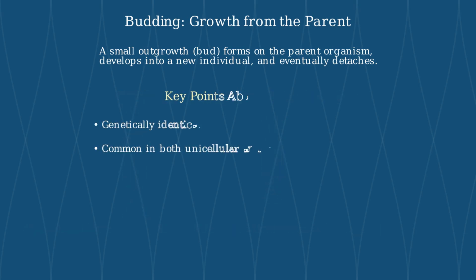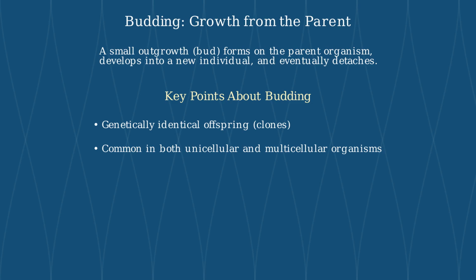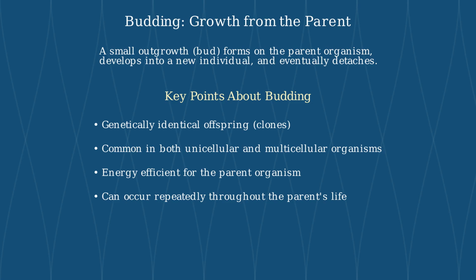To summarize the key points about budding, it produces genetically identical offspring or clones. It occurs in both unicellular organisms like yeast and multicellular organisms like hydra. Budding is an energy-efficient reproduction method for the parent, and it can occur repeatedly throughout the parent organism's life.